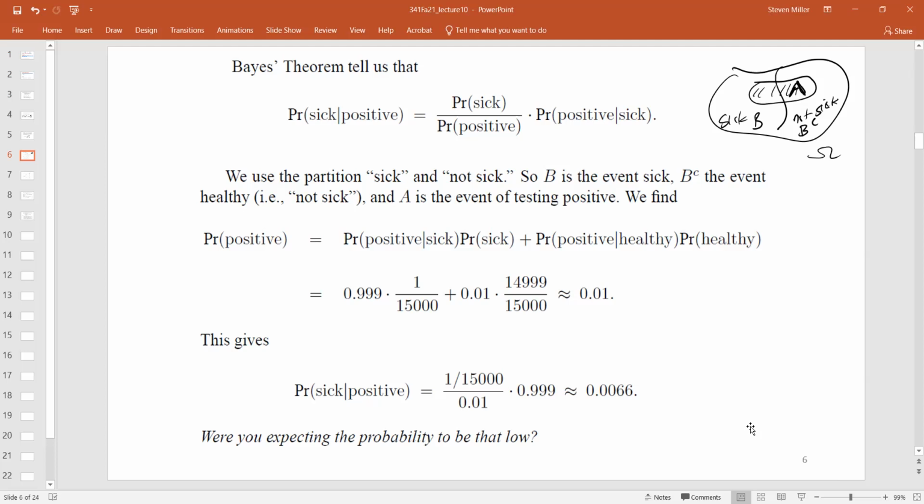That's because there are so few people who are sick. So we get the probability that you are sick, given that you're positive, when you put everything in, is just 0.0066. Now, if you multiply by 100, that's 0.6%. This is not a significant number.